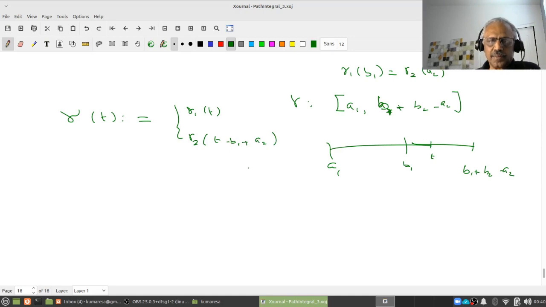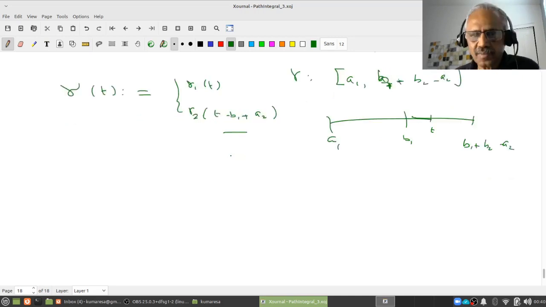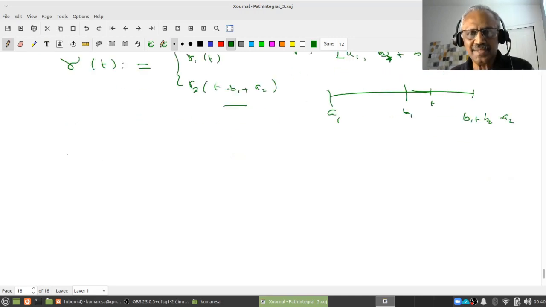I hope I am right. Let us make sure. When t equal to b1, it's gamma 2 a2, that makes sense. When t equal to b1 plus b2 minus a2, so minus b1 minus a2 get cancelled, I get b2. So this is the correct one. Okay, please go through it. Every time, just don't recall from memory, just quickly verify.